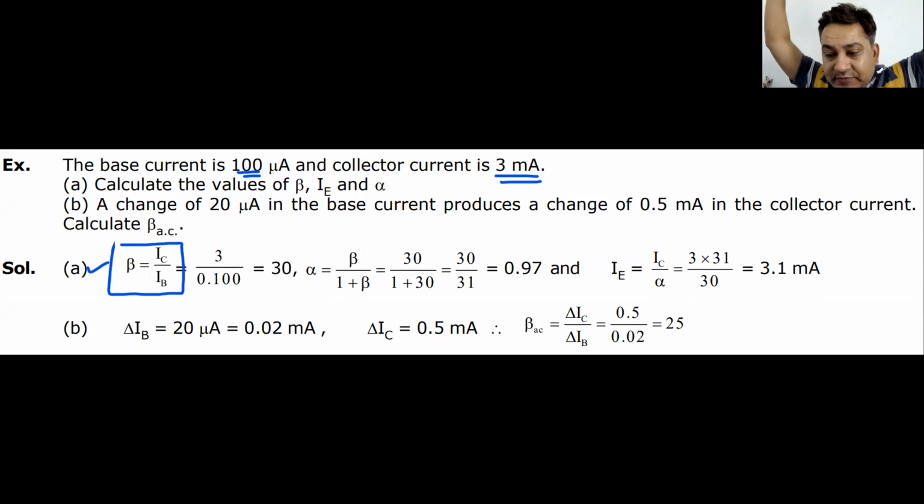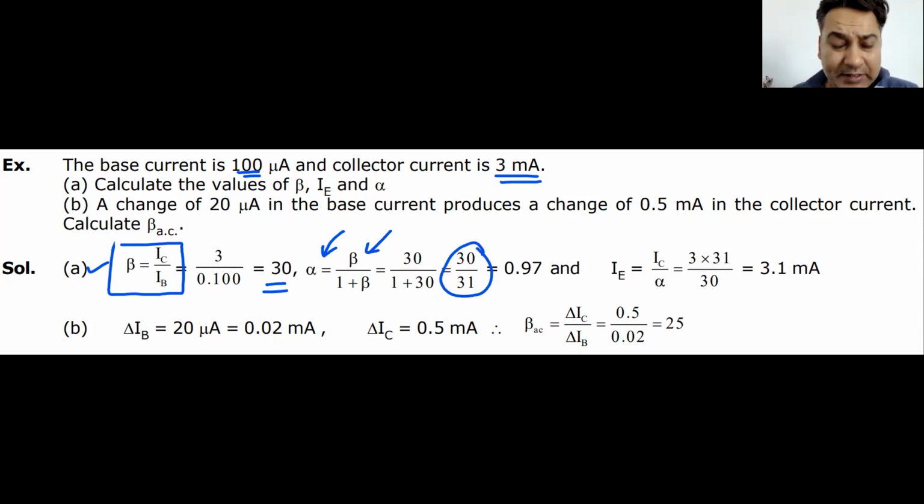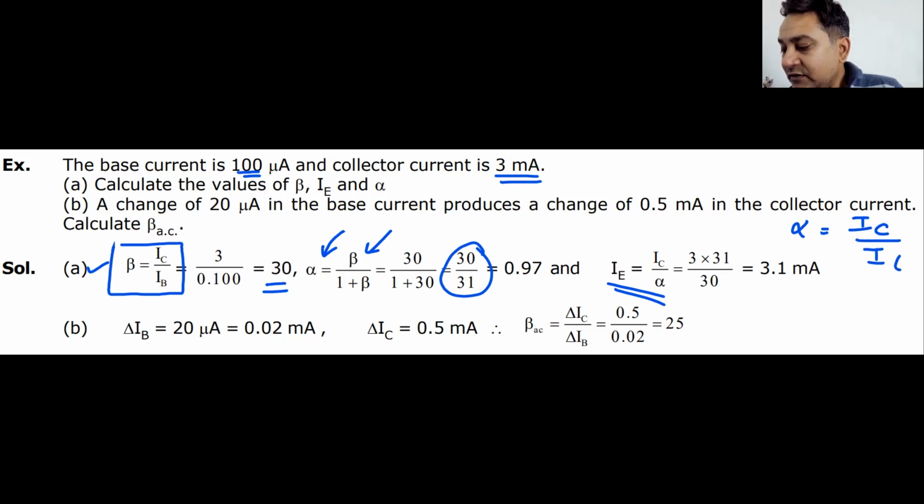Do you understand this? Raise hands. Yes, sir. From there, you get the value of beta. You know the value of alpha is beta divided by 1 plus beta. So you get the value of alpha as 30 divided by 31. Yes or no? Yes, sir. Then your alpha is IC divided by IE. So IE becomes IC divided by alpha. What is confusing here? Nothing is confusing. It's just simple division. If alpha is IC divided by IE, can't you find out the value of IE?